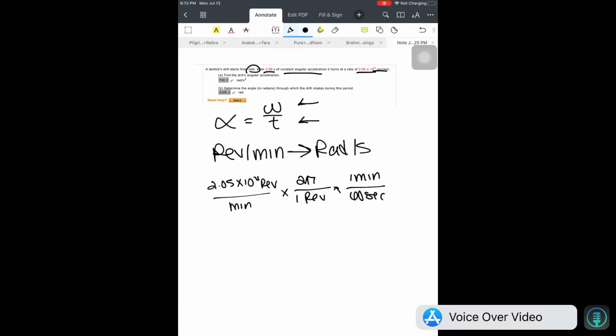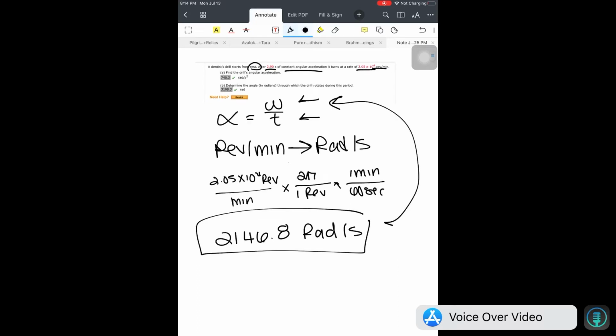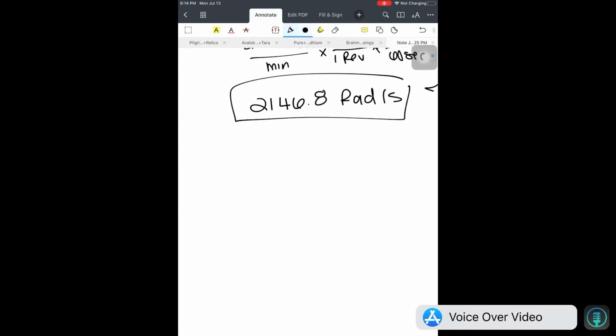And I believe the answer is going to be 2146.8 radians per second. But we're not done yet. We didn't find the answer. So now we're going to take this thing that we converted and plug it back into our equation.